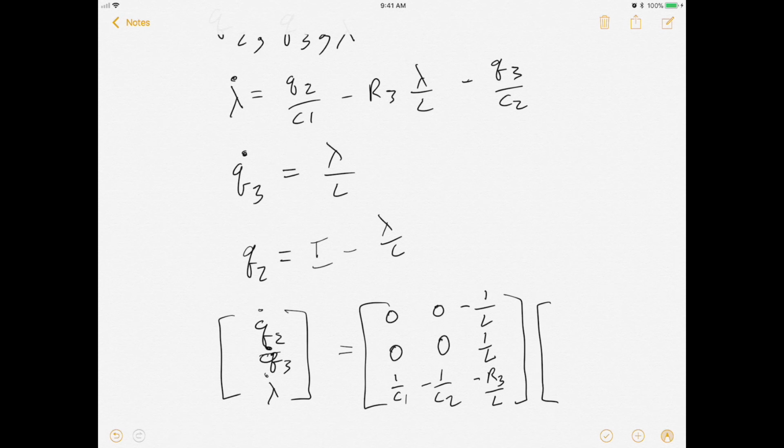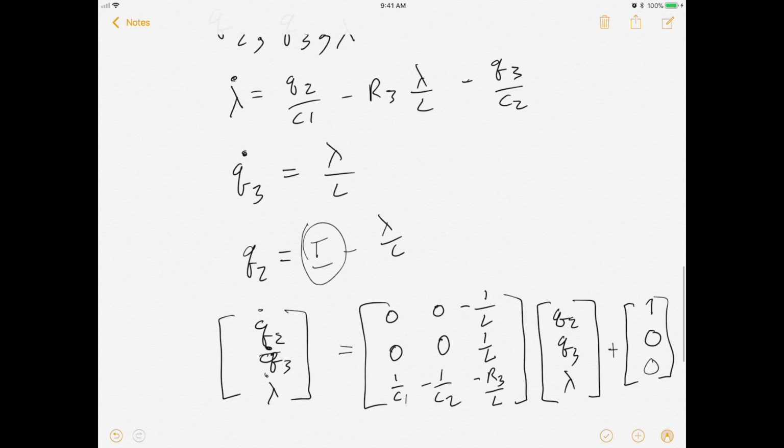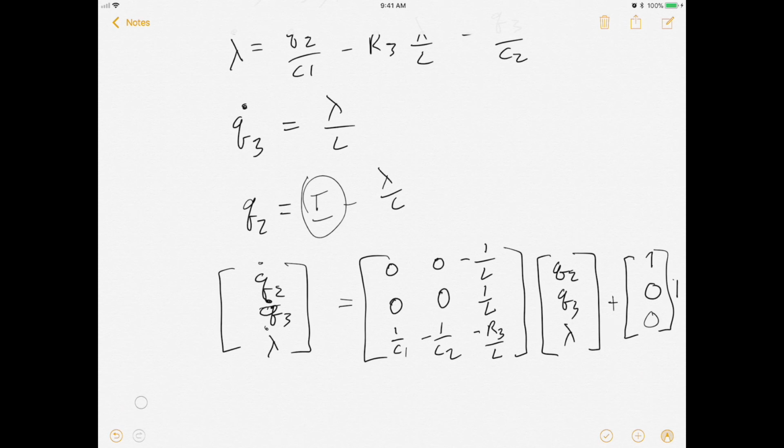And then what we can do is we just have to put our variables here, Q2, Q3, lambda, right? And do we have any constants? Yeah, we do. We have that I right there, so we need another matrix to resolve those. So in Q2, we do have an I. I'm going to put a 1 there. I'll put a 0 in the other ones. And then this one's just going to be, if I can squeeze it in, an I right there. And that is your state space equation for this problem.